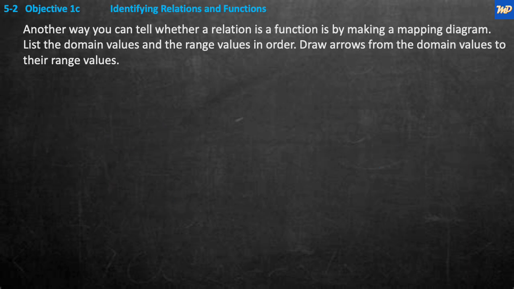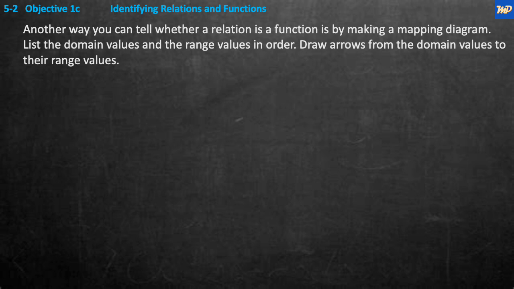Okay, objective 1C. Here's the third slide in our objective 1, identifying relations and functions. Another way you can tell a relation is a function is by making a mapping diagram. List the domain values and the range values in order. Draw arrows from the domain values to the range values. Seems pretty straightforward, right? So what would you do?